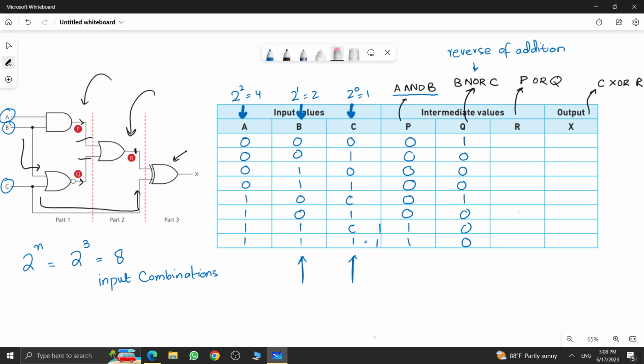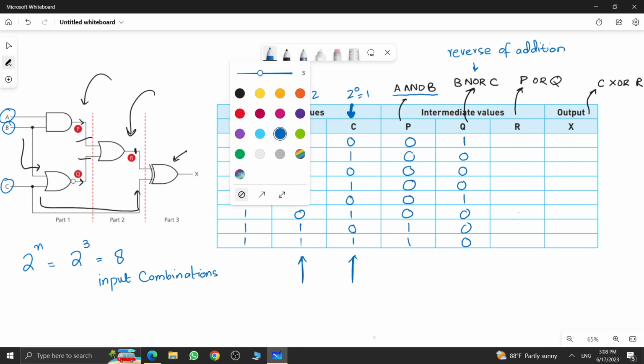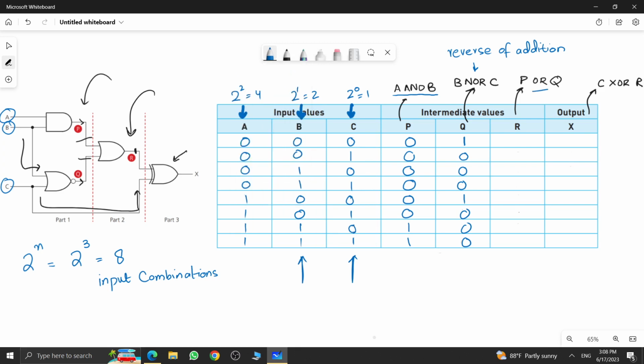Now quickly see the intermediate value for R. So the function of R is basically P or Q. It is the simple addition of P and Q. So to calculate R, you will be considering the values of P and Q only. So for the first column, the value of P is 0 and Q is 1. 0 plus 1 is 1. Put it in R because R is an OR function and it is simply the addition. You will not reverse it because this is not NOR, this is OR.